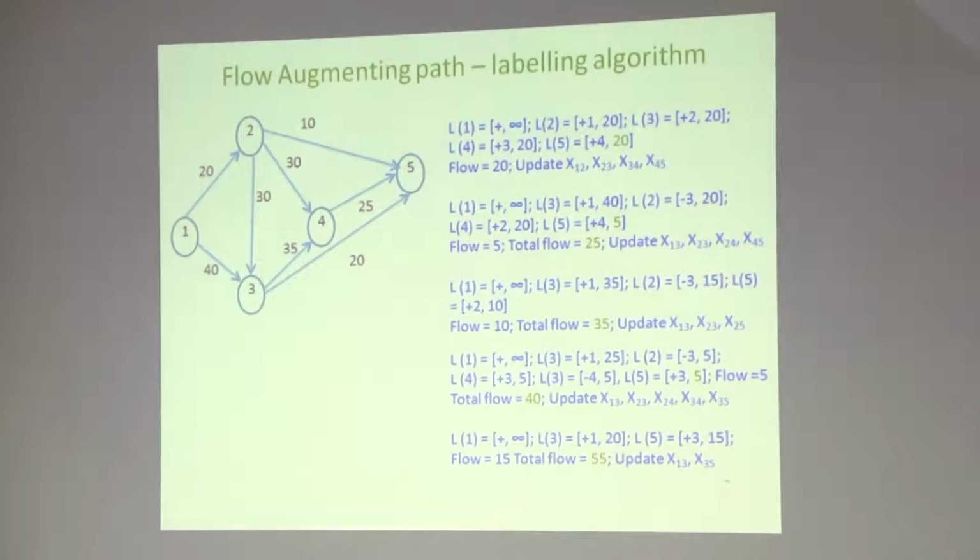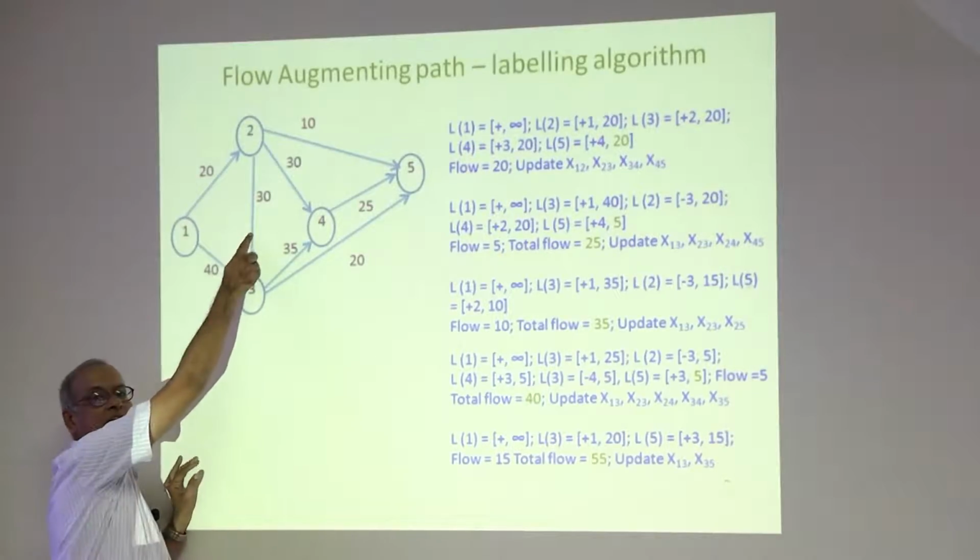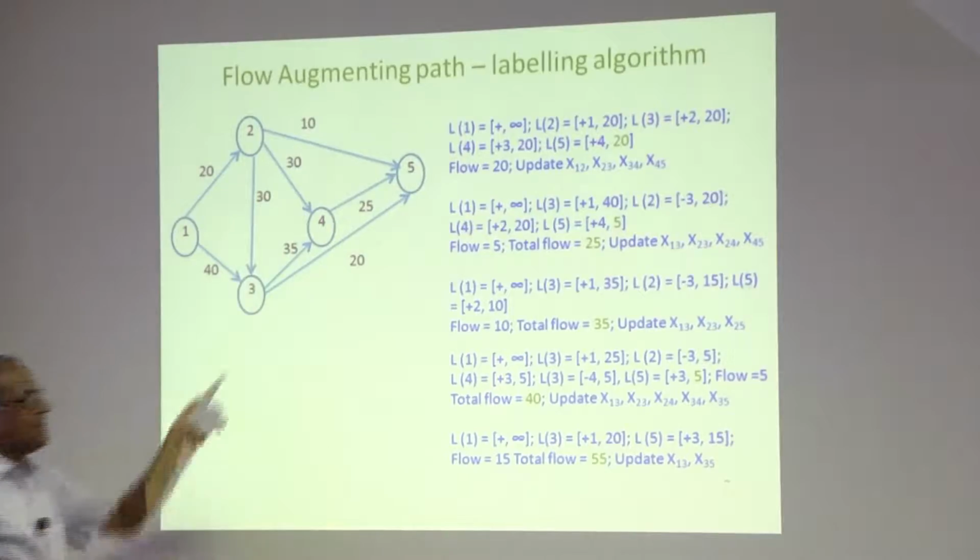Now I can go from 2 to 4. So from 4 I go plus 2, 20. L5 is plus 4 and 5. Therefore I update 5. Total flow is 25, but I have to update it. When I update this, this 20 has become 15. It's reduced. Right? A negative arc has come in.